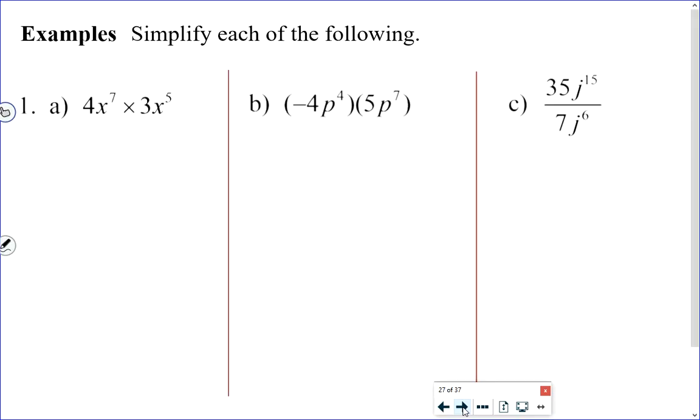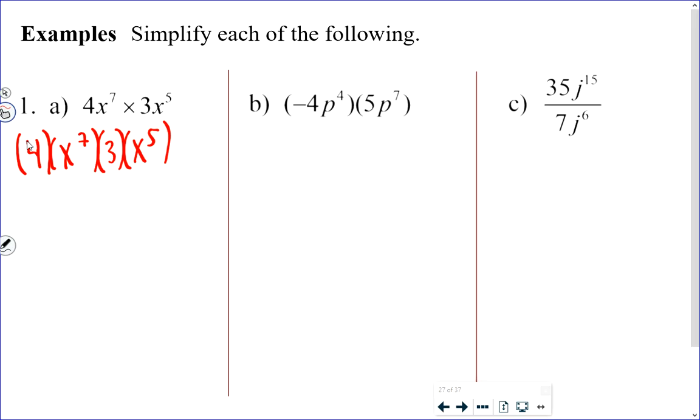Question 1a says simplify 4x raised to the exponent of 7 multiplied by 3 times x raised to the exponent of 5. You certainly don't need to rewrite this the way I am going to. But I'm going to point out that 4x to the 7 is 4 multiplied by x to the 7. And we're multiplying that by 3x to the 5, which means 3 multiplied by x to the 5. You should have learned in previous grades the following. The order in which you multiply things together doesn't change the outcome. It doesn't change the answer.